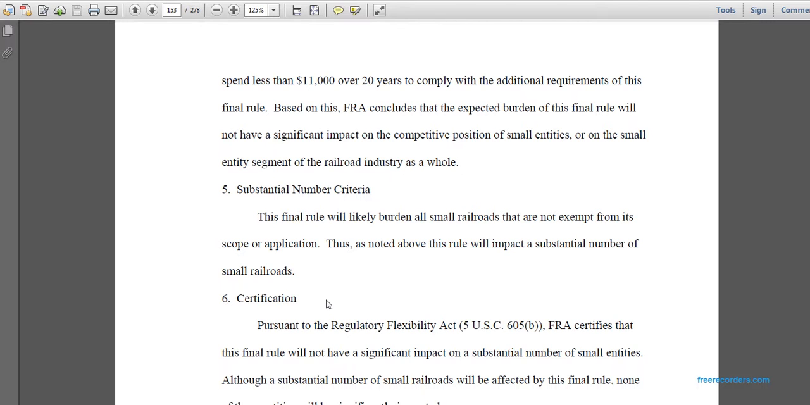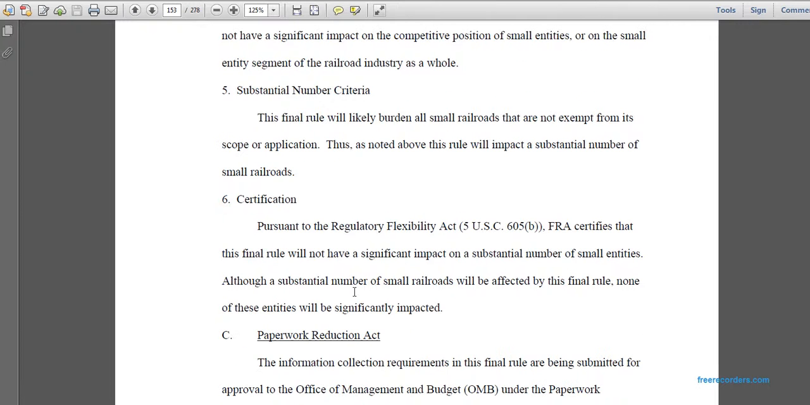5. Substantial number criteria. The final rule will likely apply to all small railroads that are not excepted from its scope of application, thus the rule will impact a substantial number of small railroads. 6. Certification. Pursuant to the Regulatory Flexibility Act, Title 5 U.S. Code 605(b), the FRA certifies that the final rule will not have a significant impact on a substantial number of small entities, although a substantial number of small railroads will be affected by the final rule.